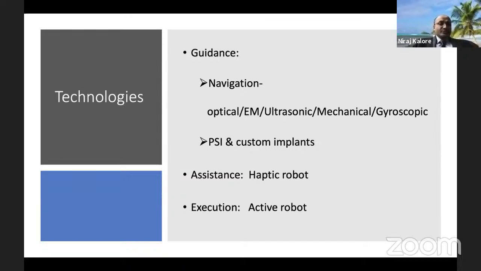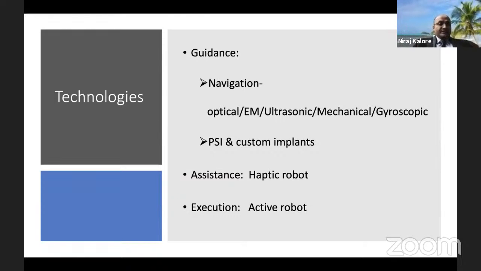In terms of actually helping the execution of surgery, these guidance systems do not help with that. But the assistance systems like a haptic or a semi-active robot does help with positioning the guides and making sure that you do not cross the haptic boundaries, so that your cuts are more precise.